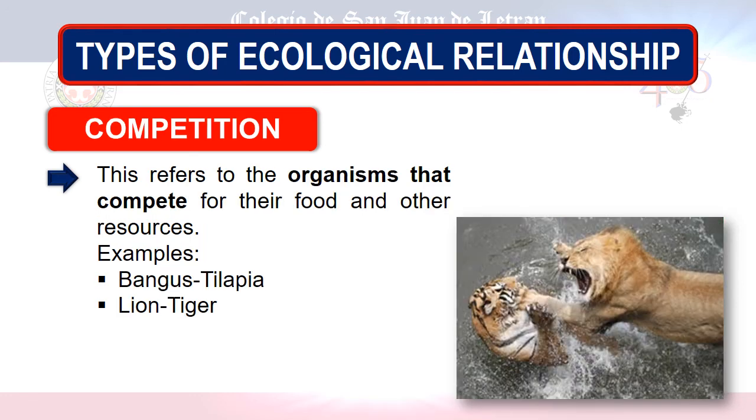Next, competition. Competition is an interaction between organisms or species in which both the organisms or species are harmed. Limited supply of at least one resource, such as food, water, and territory, used by both can be a factor of competition. Examples, bangus and tilapia, and lion and tiger.